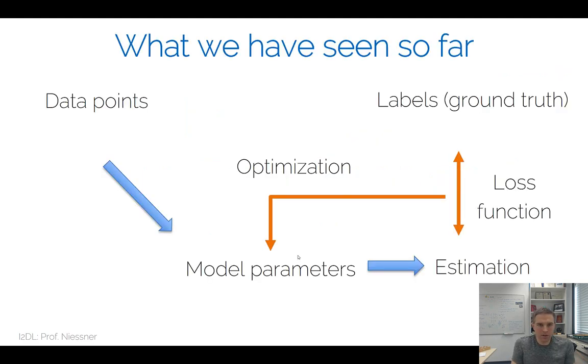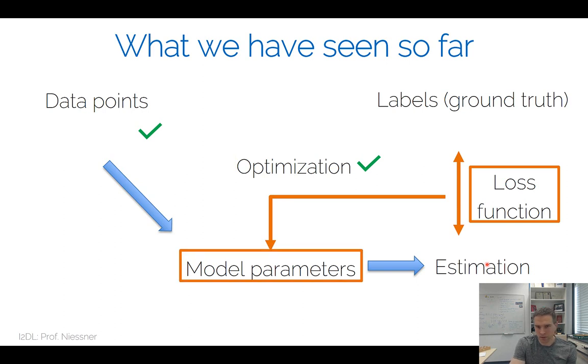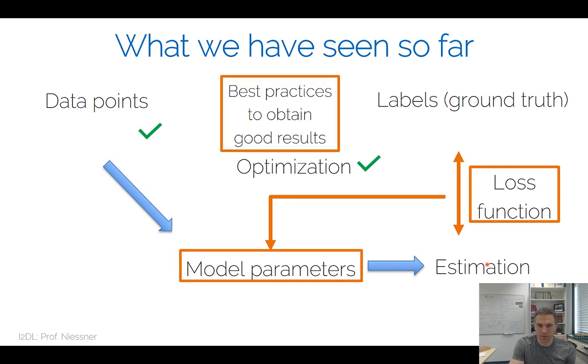So what we have seen so far, we've talked a lot about the data points, about our ground truth, right? We talked a lot about our optimization procedures, like SGD optimizers and all these kind of variations. We talked a lot about model parameters. We talked about labels and estimation. And now what we want to do is look at the loss functions a little bit in more detail and more specifically. And then we're going to talk a bit about model parameters and best practices as well.